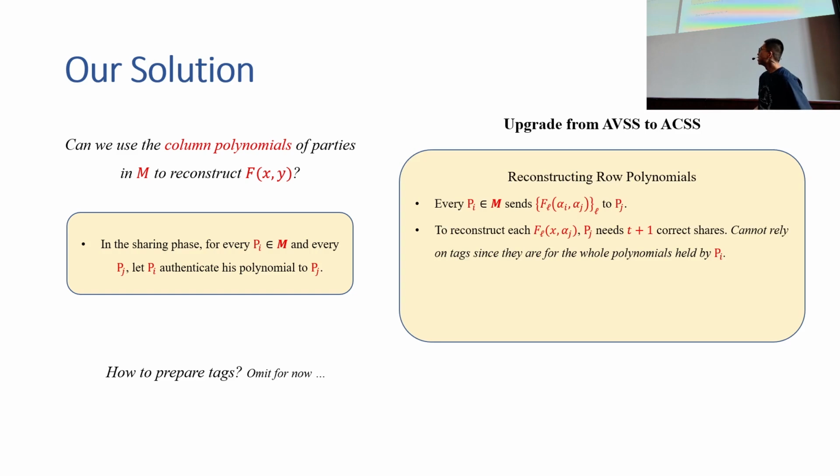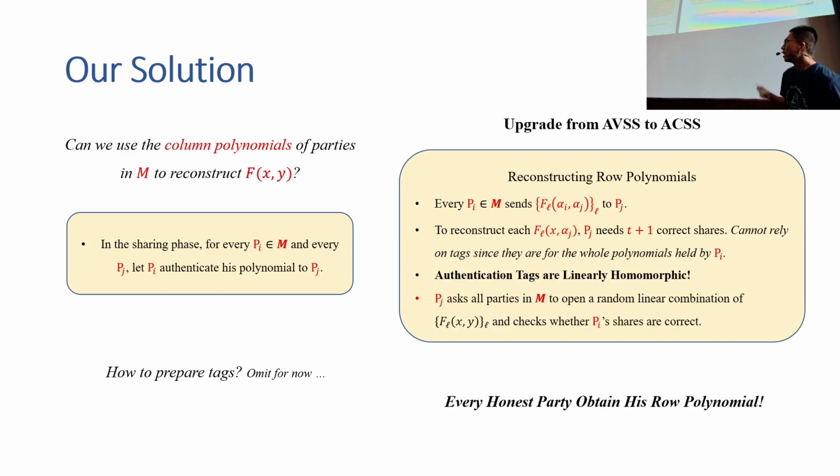So let's say we first try to reconstruct the row polynomial for every party. We ask parties in M to send only the points that PJ should learn. Now PJ can obtain t plus 1 correct shares from honest parties, but he can also obtain t incorrect shares from corrupted parties. So again, we face the issue that we need to distinguish the correct shares from incorrect shares. But this time we cannot rely on the tag because the tag is for the whole column polynomial. If you only have partial information, you cannot check the tag.